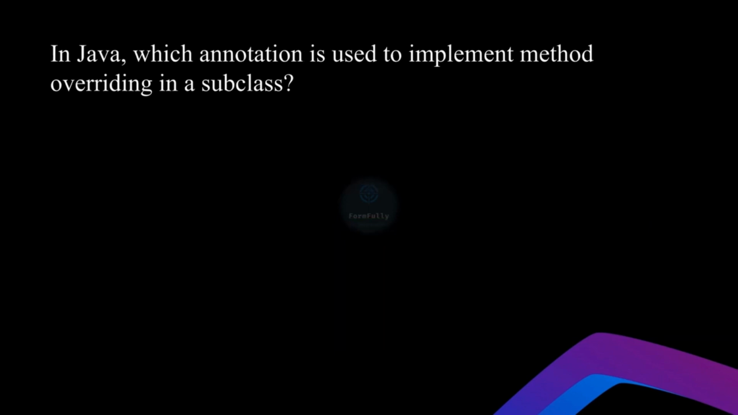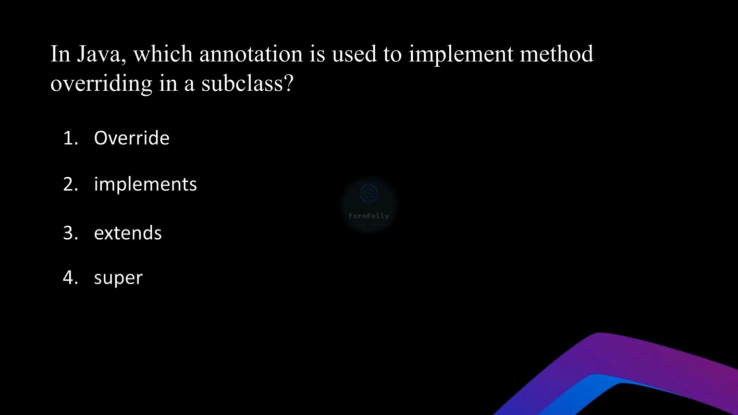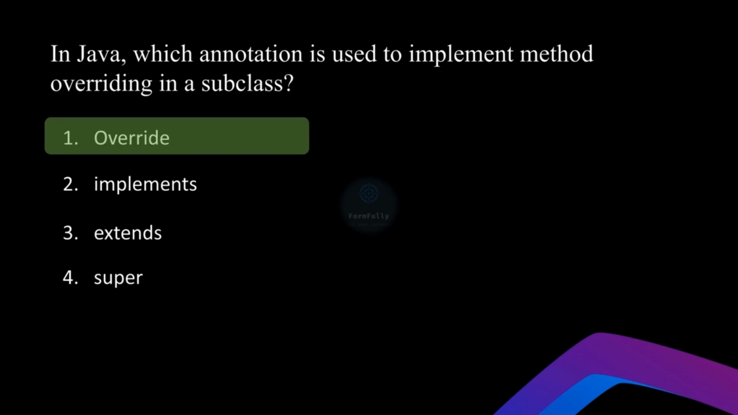Moving to the next question. In Java, which annotation is used to implement method overriding in a subclass? Override, implements, extends, super. To indicate that the method in a subclass is intended to override a method in a superclass, you use the override annotation. This annotation is used to ensure that the method in a subclass is indeed intended to override a method in a superclass. If there is a mismatch in the method signature, the compiler will generate an error, helping to catch potential issues early.